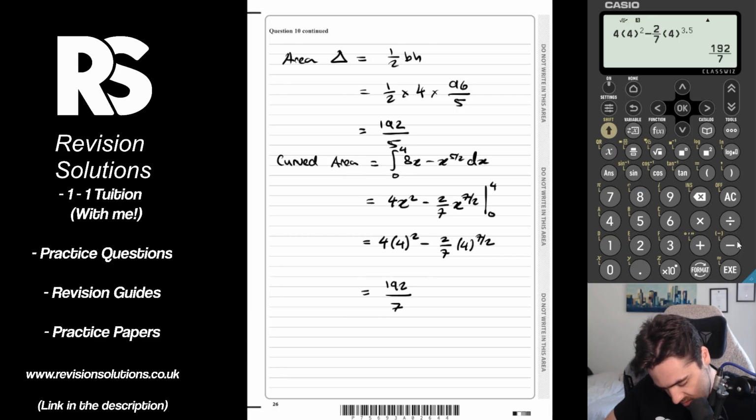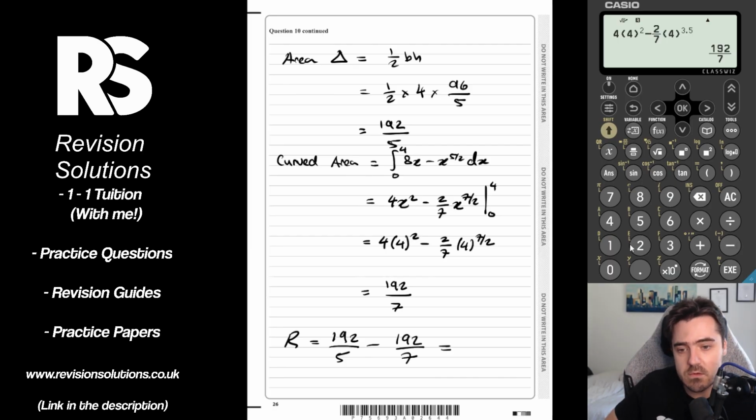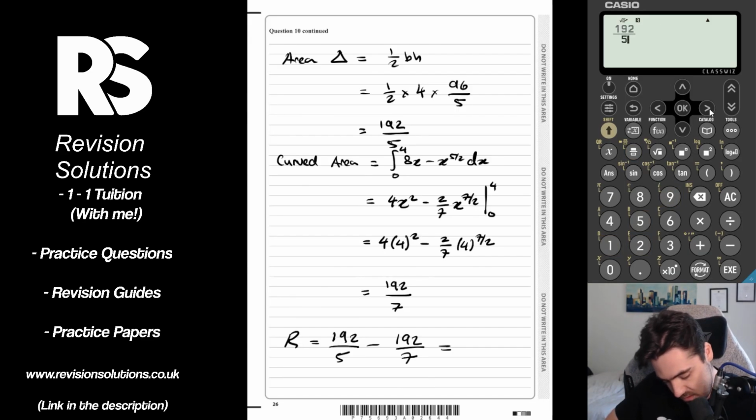So then our shaded region R is 192 over 5 from our triangle before, minus 192 over 7 for our integral we just calculated. So we'll do 192 over 5. I think I said 4 earlier. I meant to say 5. Minus the answer we just got, which gives us 384 over 35.